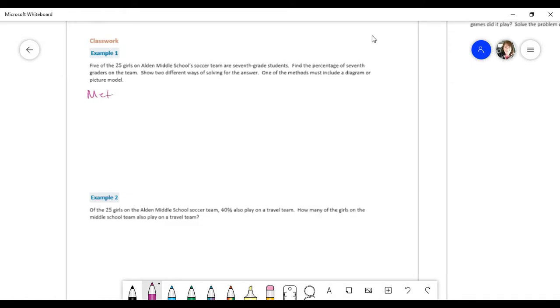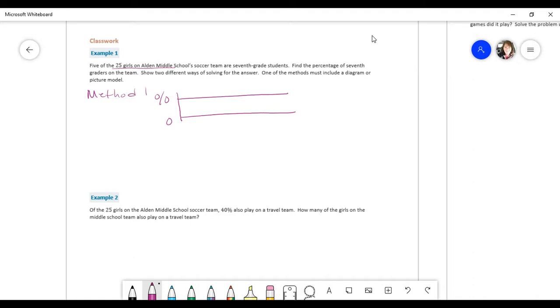Okay, so we're going to do method 1, and we are going to do drawing our double number line. Seems like we're getting really good at this, right? So we're going to put percents up on top and our numbers on the bottom. And let's look at our info. 25 girls. All right. Do we need anything else? Do we need to know that they're 7th graders? Nah, not really. We're going to find that percent though.